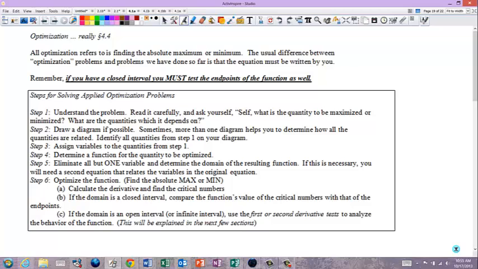It says all optimization refers to is finding the absolute maximum or the absolute minimum. The usual difference between optimization problems and problems we have done so far is that the equation must be written by you.